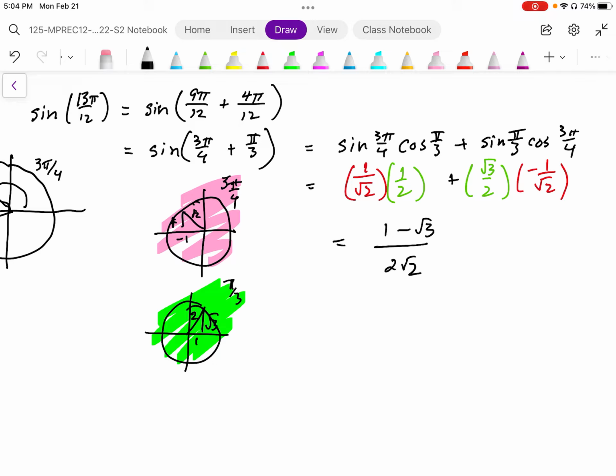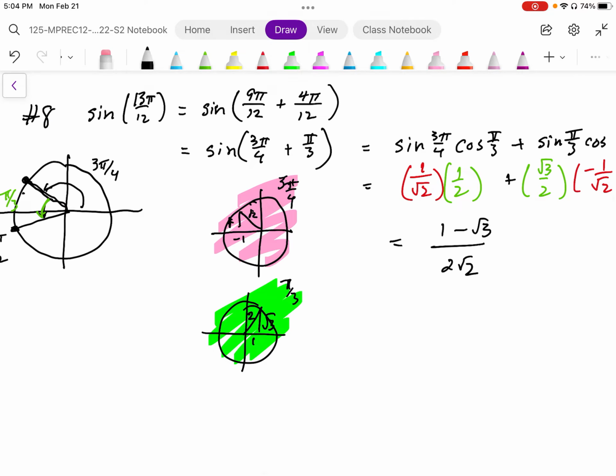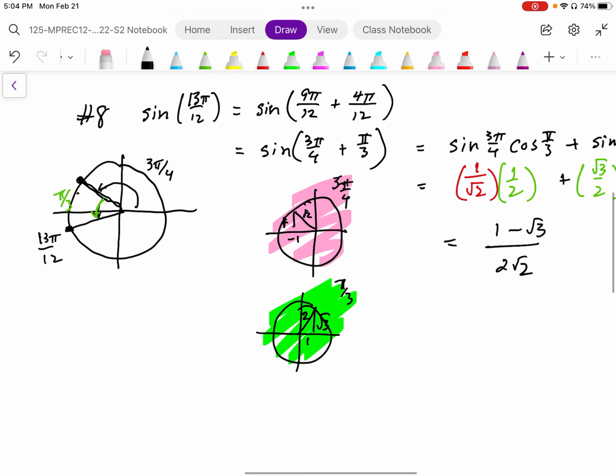Okay, and this ratio you can get through, you can subtract, you can add two different numbers here if you'd like. There's different combinations that will get us here. But basically we need to get the 13 pi over 12, we need some combination of a divide by 4 and a divide by 3 or 6 fraction.